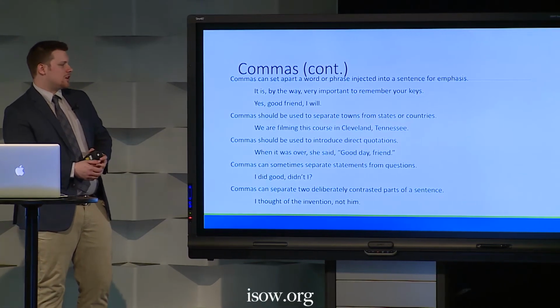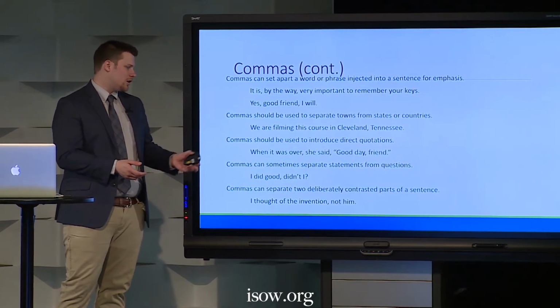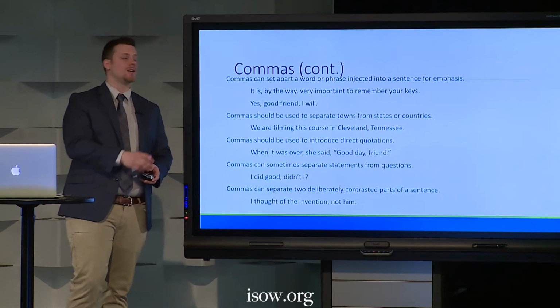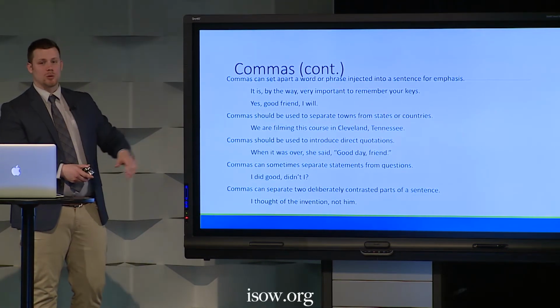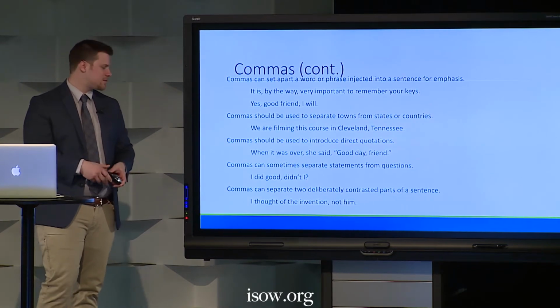Commas should be used to introduce direct quotations. So whenever you're using a quote in a work, you say, when it was over, she said, comma, good day, friend. So anytime you're introducing a quote, you're going to have to use a comma. This separates it out, and this sort of makes there be a pause.